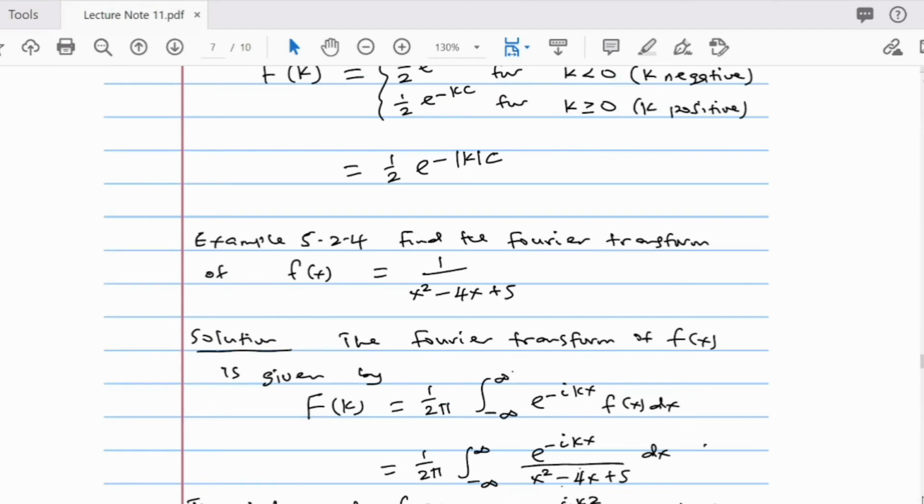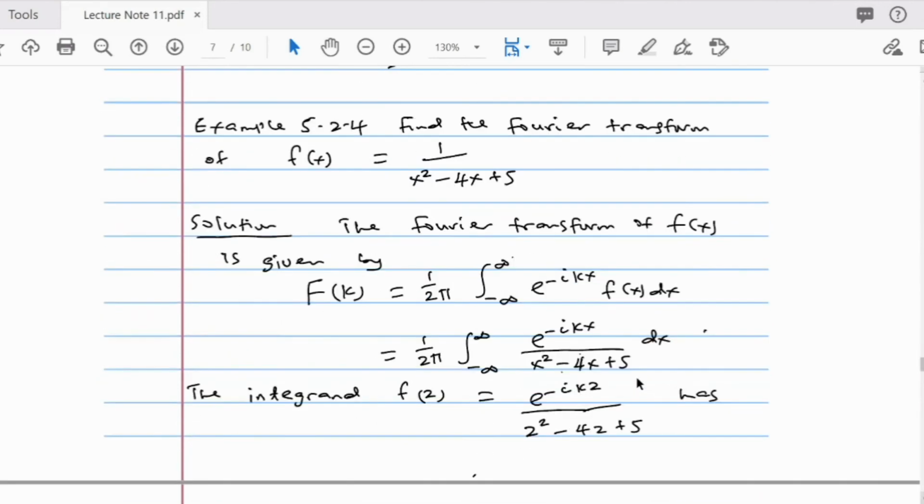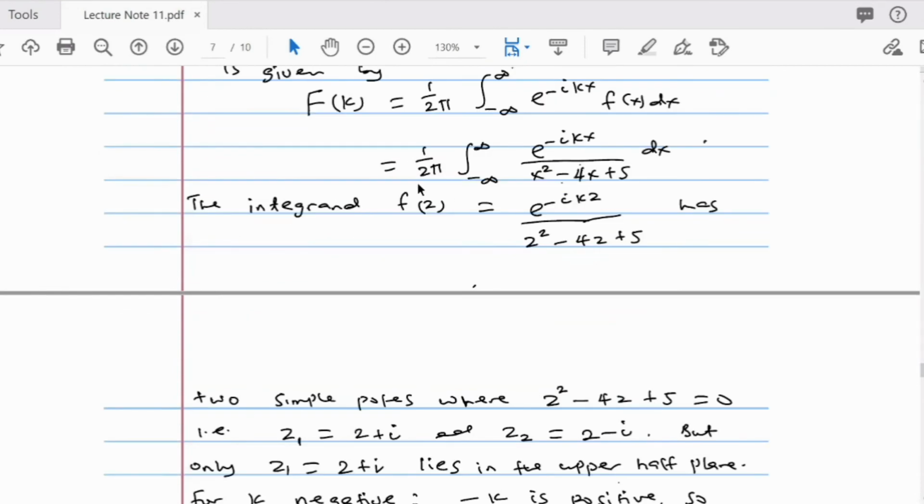Now, there are two things we must do. The first one is the case in which our k is negative. If our k is negative, minus k is positive, then we can use Jordan's lemma with residue theory. So this is the integrand. The integrand is our f of k, f of z.